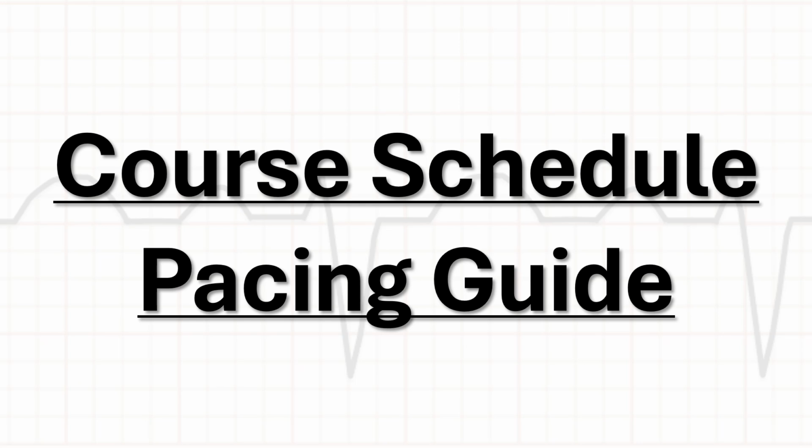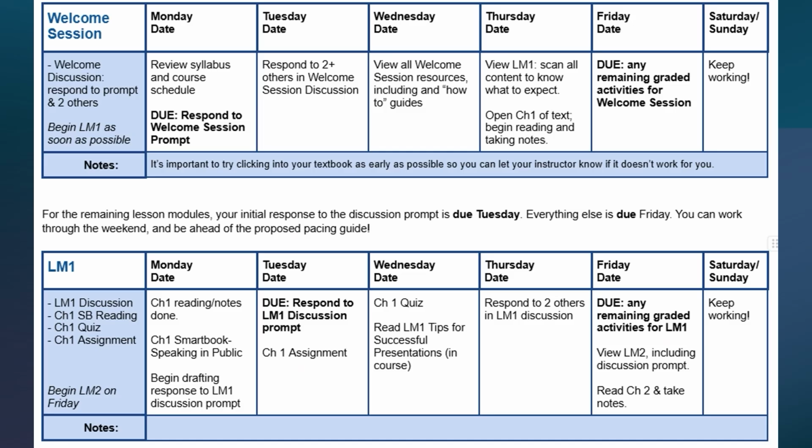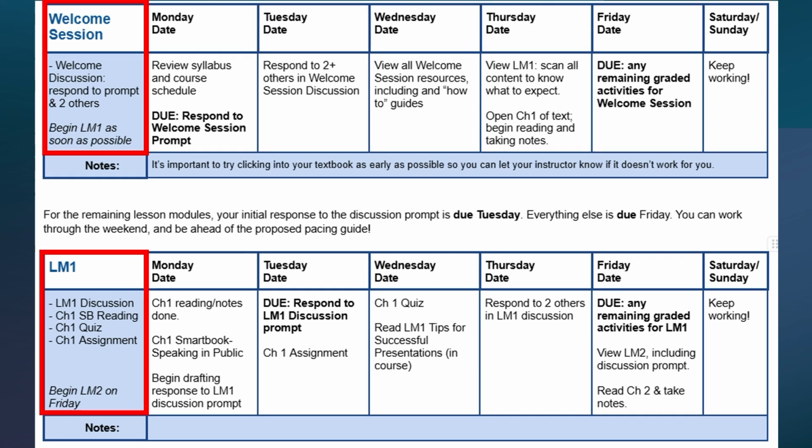This is what an average course schedule and pacing guide looks like. While it might seem like there's a lot of information on it, let's take it piece by piece so you can see how this guide can be a valuable time management tool. The first section we will focus on is the left-hand blue boxes. These boxes will list the learning module and corresponding assignments due for the week.